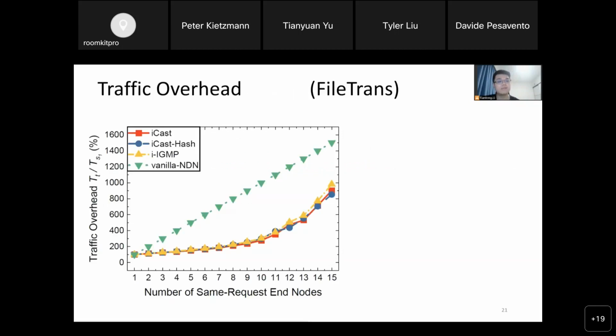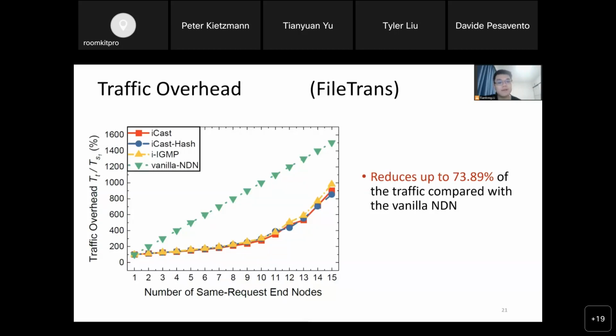As vanilla NDN uses unicast in the link layer, its traffic overhead grows linearly with the number of requests increasing. In contrast, the traffic overhead of both ICAST and IIGMP grows slowly. ICAST reduces up to 73% of the traffic at the edge compared with vanilla NDN. It's worth noting that the traffic overhead of all multicast methods increased quickly after 10 nodes.